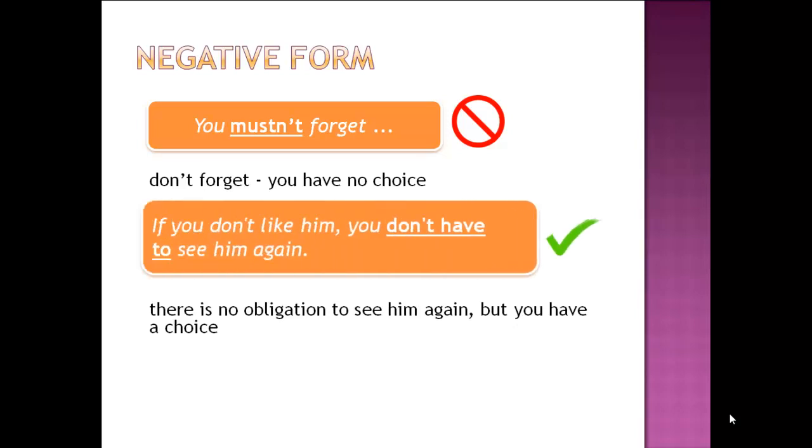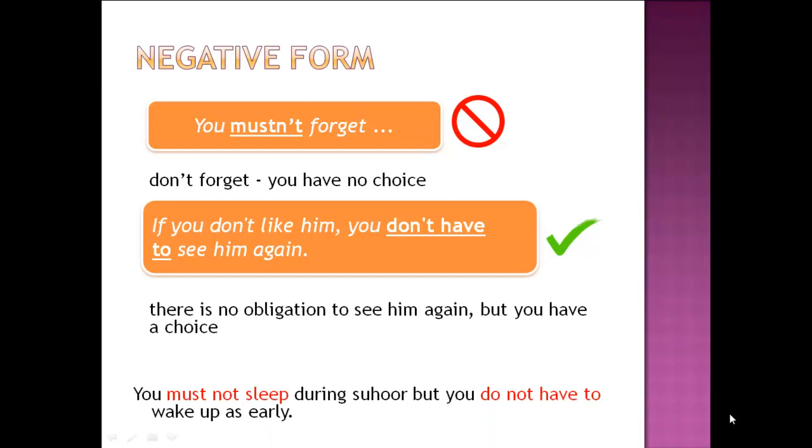As for have to, this is an example. If you don't like him, you don't have to see him again. So there is no obligation to see him again. You have a choice whether to see him or not. Another example, you must not sleep during suhoor, but you do not have to wake up as early.